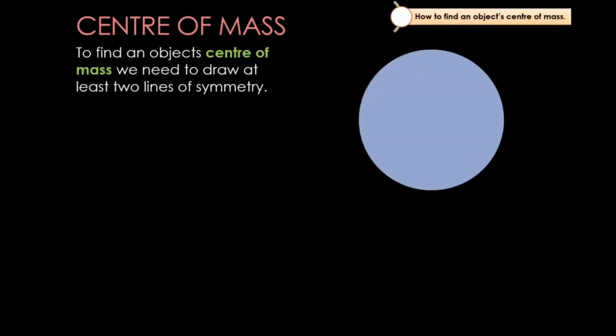So next learning objective is this one, how to find an object's center of mass. So how to find the center of mass of anything is what we're going to be looking at. The best thing that we need to do is to draw two lines through it, generally speaking, two lines of symmetry if it's a nice symmetrical object. More than two lines is generally a good idea. So here are two lines drawn in here.